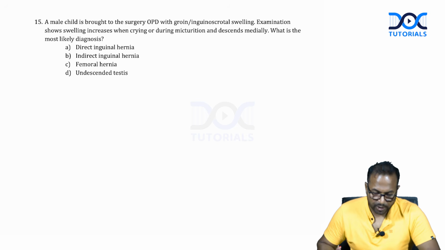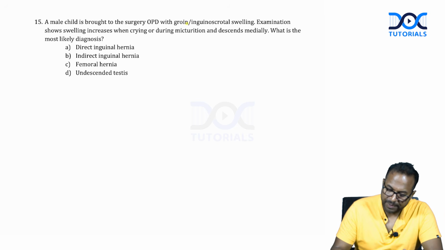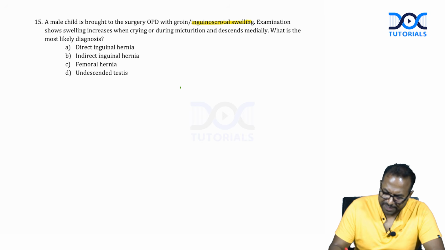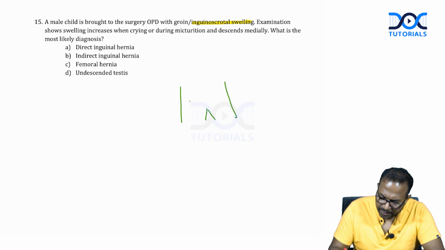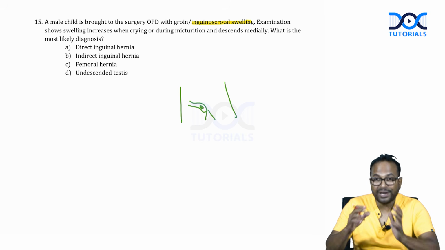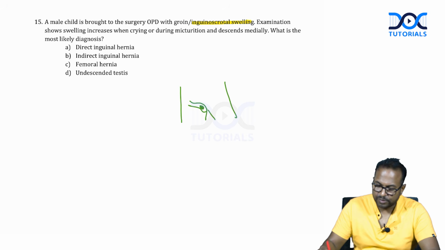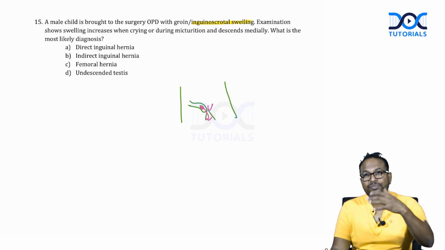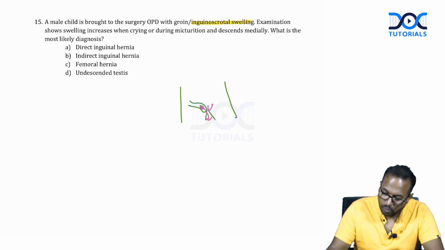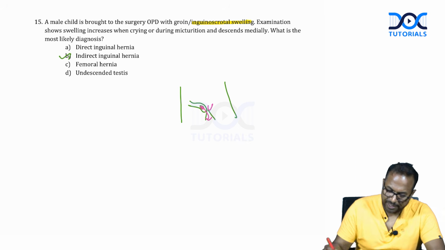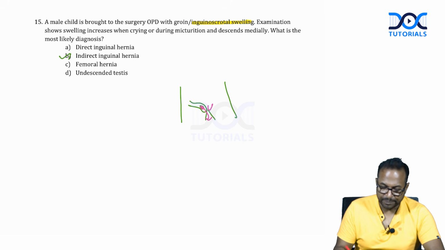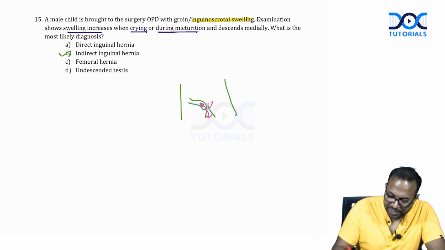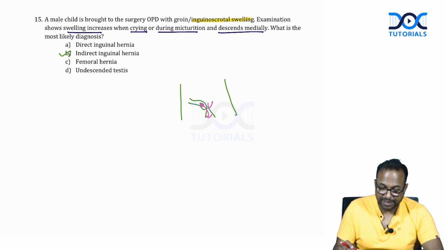A male child is brought to the surgery OPD with an inguinoscrotal swelling. When the baby is crying, the baby gets a small swelling extending to the scrotum like this. In the small child, there is a scrotal swelling extending and descending downwards like this. And afterwards, when the baby lies down, it goes inside. What is the most likely diagnosis? The answer is very clear cut. It is an indirect inguinal hernia. The swelling increases when crying or during micturition and descends medially. This is a classical indirect hernia.